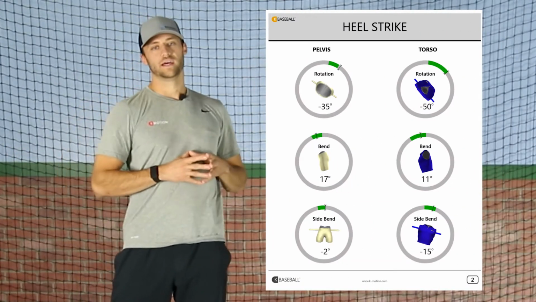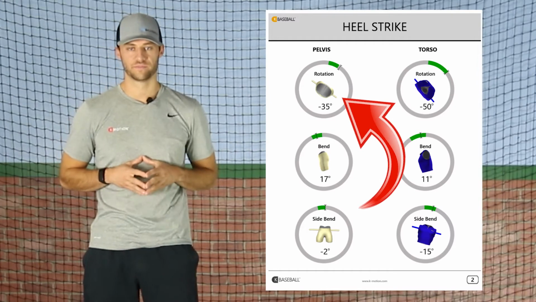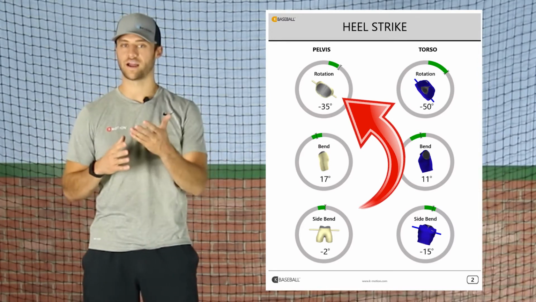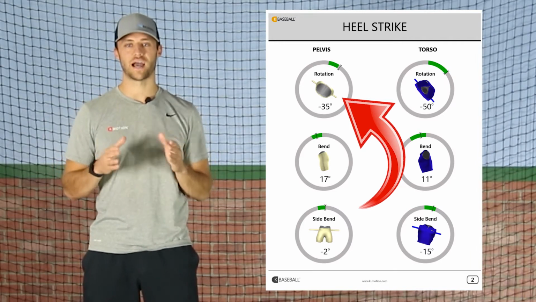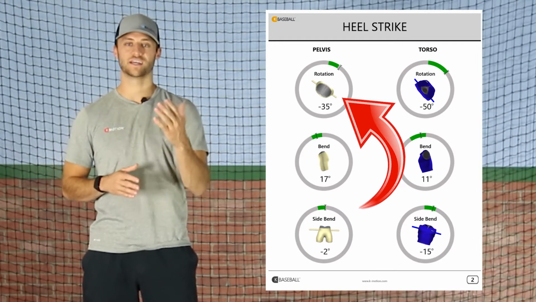So this player lands at -35 degrees. It is slightly over-rotated and out of range. Being too internally rotated may affect time to contact as well as kinematic sequencing.